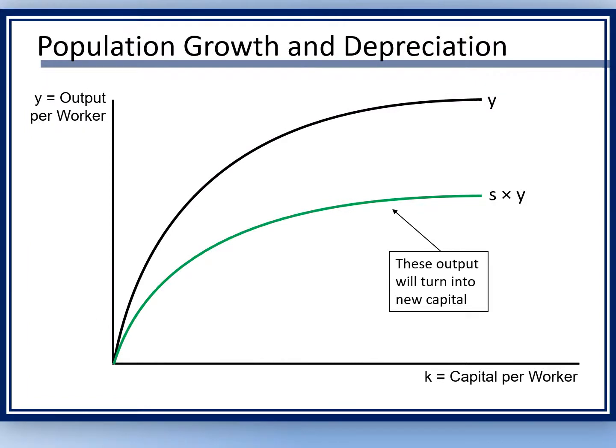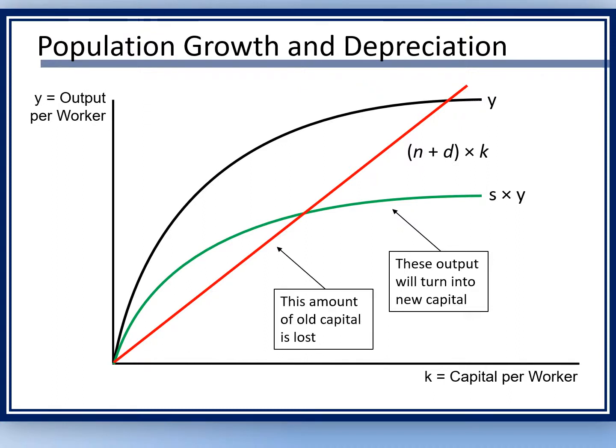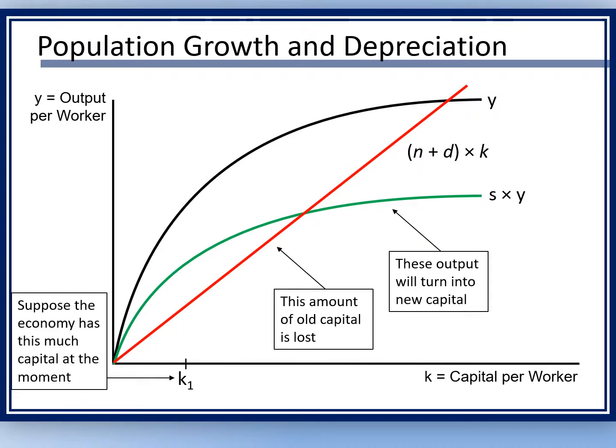All right. So now let's take a look at this diagram. There's the third line. This third line is in red and it's linear, upward sloping. This expresses the loss of capital per worker. Now, the green line tells you how much capital is accumulating. The red line tells you how much capital is being lost. So now you can think about the dynamics of this model.